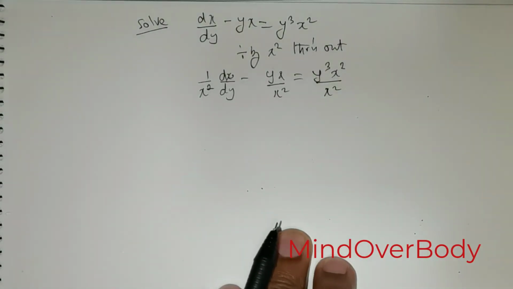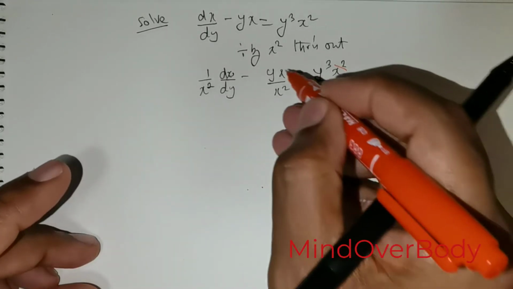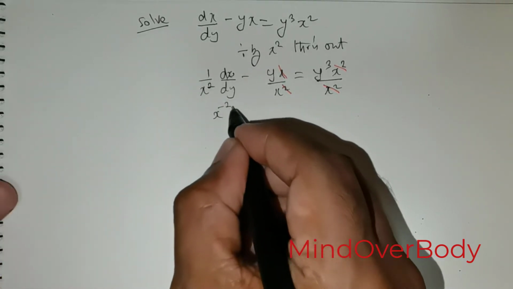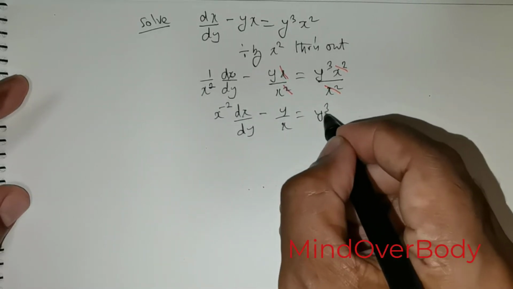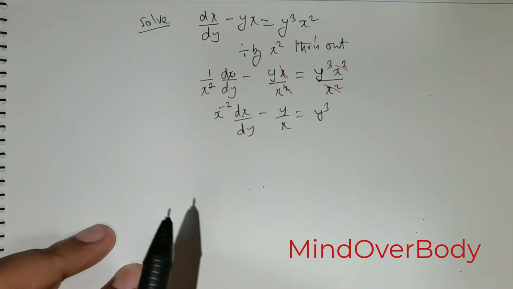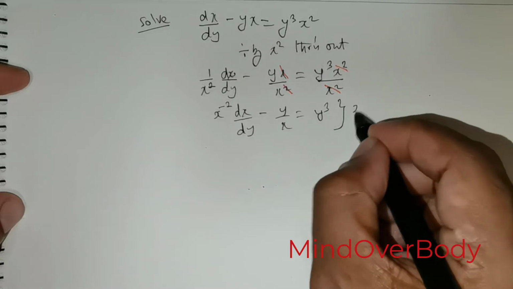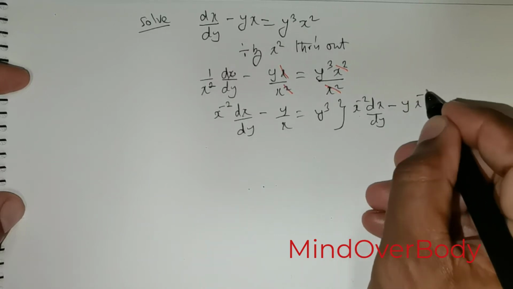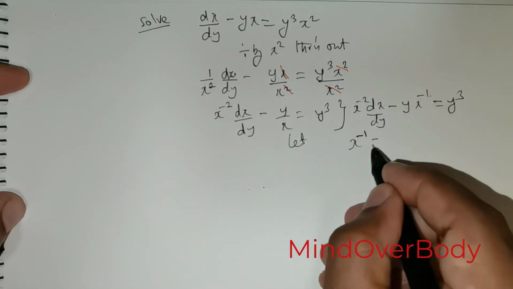Now clearly we can cancel the x squared and the x squared. We can cancel an x and the x here, so this can be rewritten as x raised to the power of negative 2 dx over dy minus y over x is equal to y cubed. Now I would like to make a substitution. Before that, I would rewrite this as x raised to the power of negative 2 dx over dy minus y times x raised to the power of negative 1 is equal to y cubed. So I'm going to say let x raised to the power of negative 1 be equal to z.